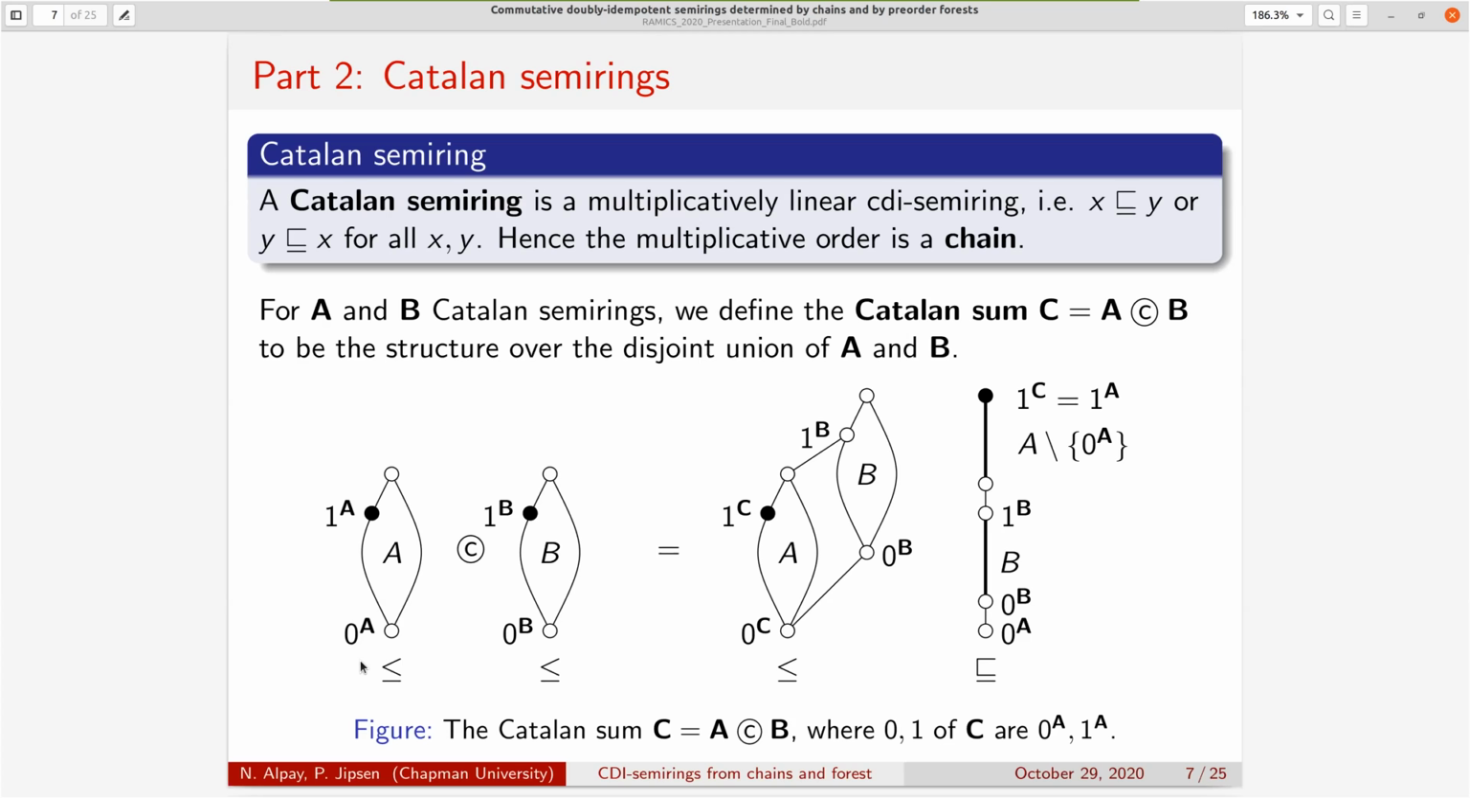For A and B such Catalan semirings, we can define the Catalan sum to be the structure over the disjoint union of A and B, which is obtained by taking the picture of A and the picture of B, and connecting the top of A to the identity of B, and the bottom of A to the bottom of B. This would be for the less or equal order, and for the square less or equal, the multiplicative order, we simply take the 0 of A, we put B, and then we put the rest of A.